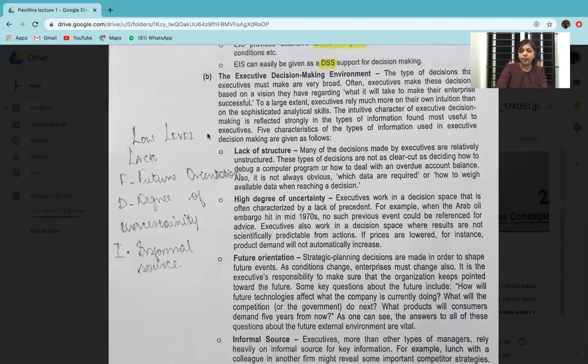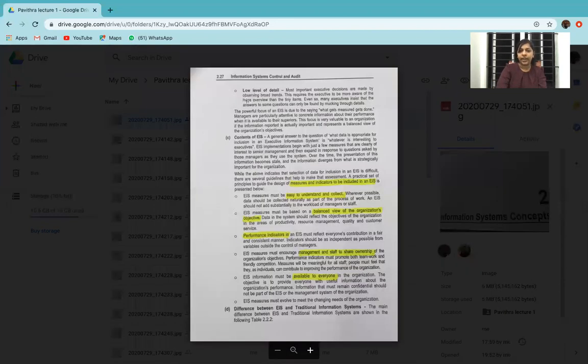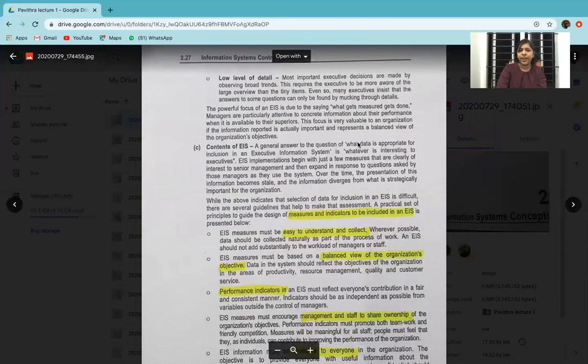So it is low level. What is low level? Low level of detail. Most of the decisions that the executives at the top management make don't have much detail, or are made by observing only the trends, which cannot be predicted. Everything is just so volatile. The details and the market conditions that they get are so volatile. So it can be said that the information they get is of a low level of detail.